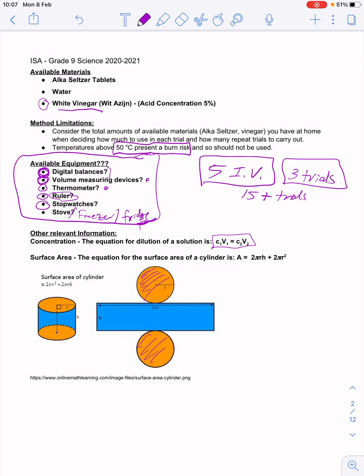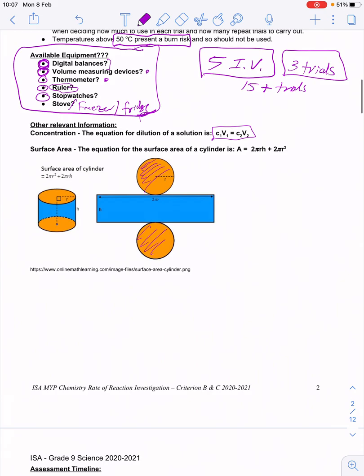So I would say treat 50 degrees Celsius as your upper limit in terms of temperature. If you are going to choose one of the other factors like concentration or surface area, then there's some more information here that's going to be relevant to you.